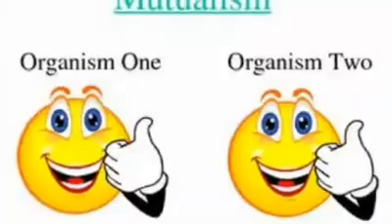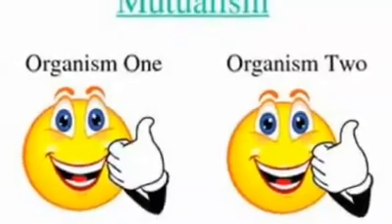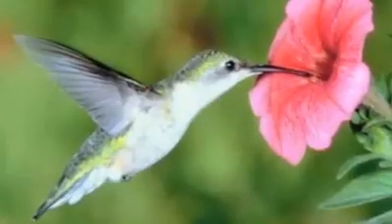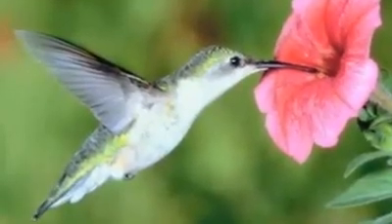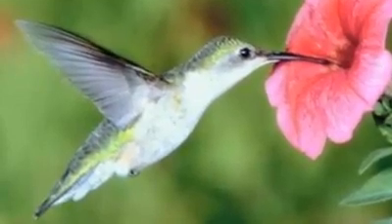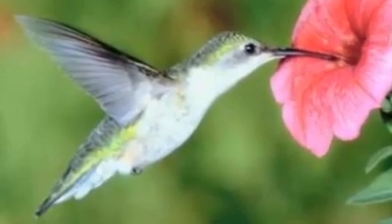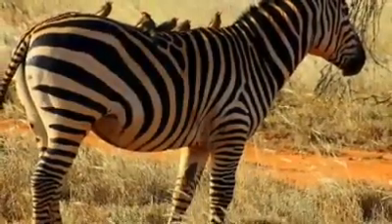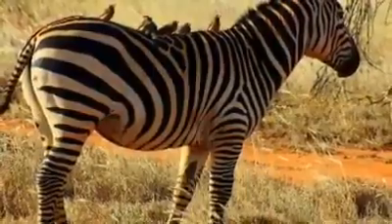Third is mutualism. Mutualism is a symbiotic relationship in which both species benefit. Yes, mutualism is when both organisms are helped in some way. In this relationship, both species benefit. Birds get nectar from the flower and the flowers get pollinated. The second example of mutualism is the tick birds resting on the back of a zebra.